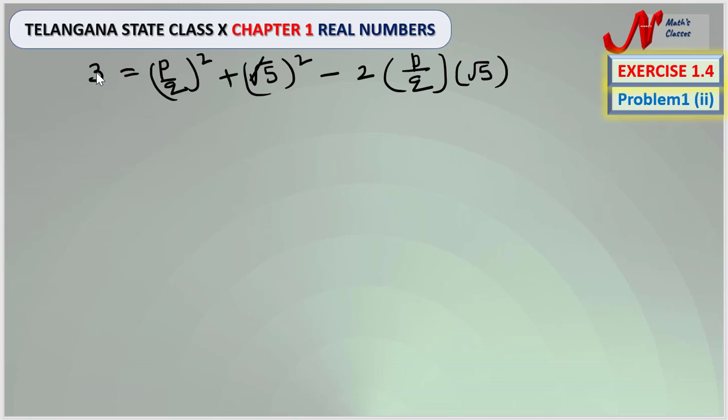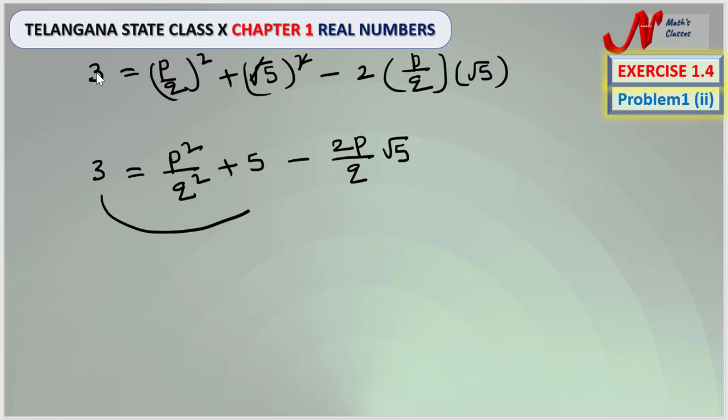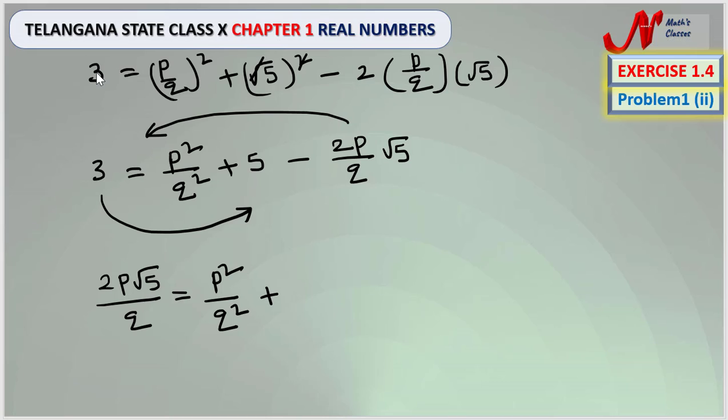So now we can cancel root and square. After simplification we can write p square by q square plus 5 minus 2p by q into root 5. To simplify, we transpose the 3 to RHS and this term to the LHS. So we can write it as 2p root 5 by q. Because here we have a negative sign, so it will come to the LHS and it will become positive. So next, these two terms are the same, that is p square by q square plus 5. So 3 is in LHS positive, it will become minus 3 when coming to the RHS.